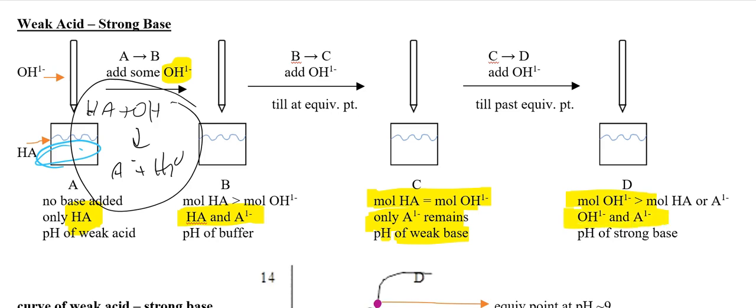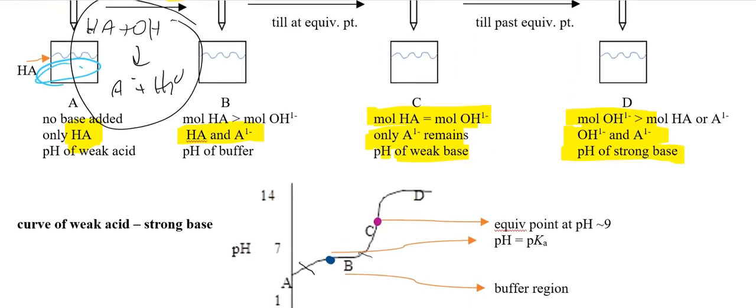We're going to have strong base in there. The strong base is really going to control the pH, because the only way A negative, the conjugate base, is going to affect the pH is if it generates hydroxide. Well, the weak base is never going to generate more hydroxide than there is hydroxide, because hydroxide is hydroxide. So you're going to have the pH of a strong base.